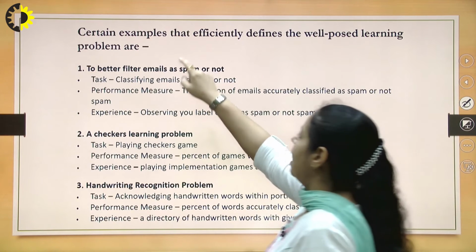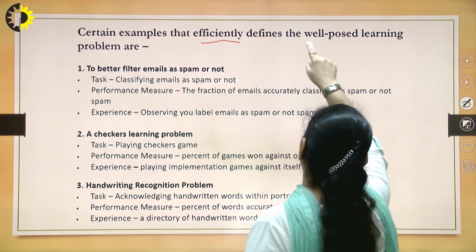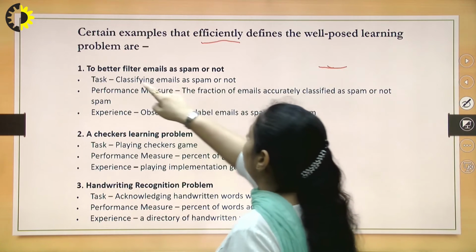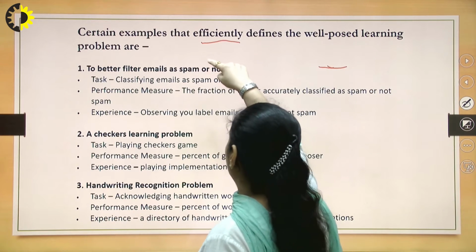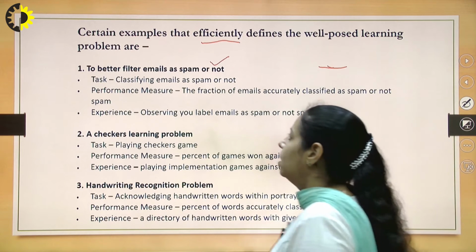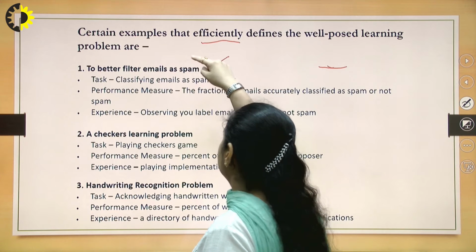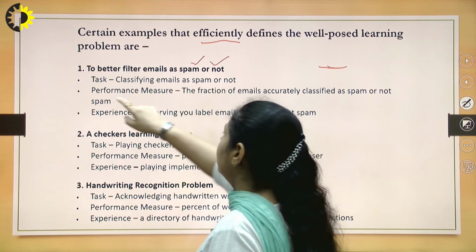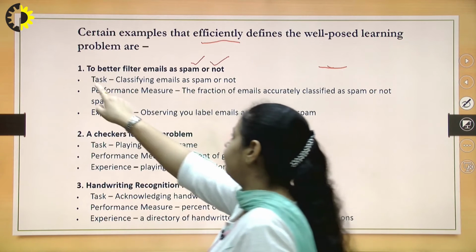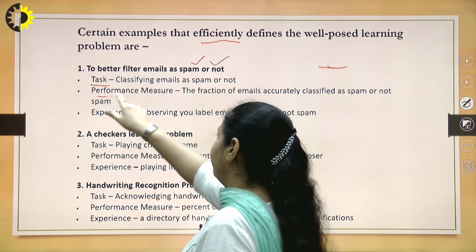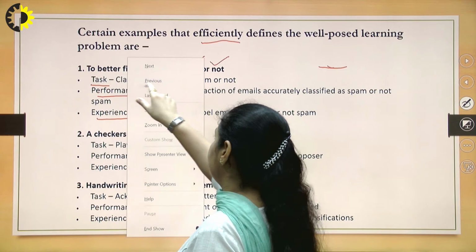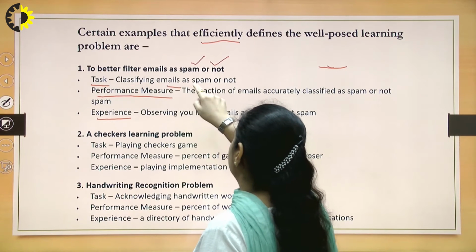Now, there are many examples that efficiently define the well-posed or well-defined problems. To better filter emails as spam or not, this is one of the very common examples which comes under the category of well-posed problems, that we want to filter our emails as spam or not spam mails. So if we look at this problem, we can classify it into three measures, that is task T, performance measure P, and experience E. Here the task T becomes, in order to classify emails as spam or not.